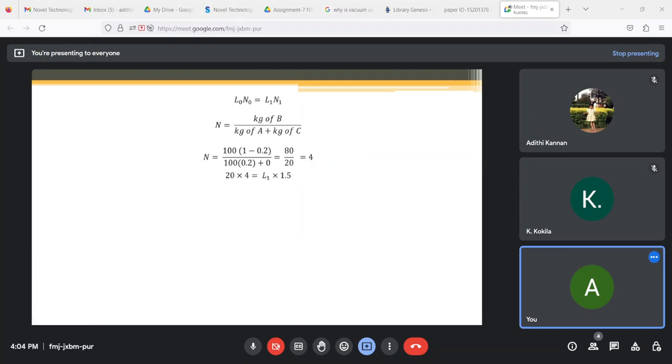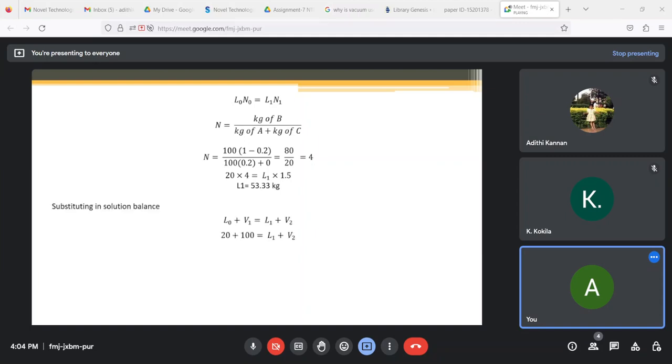Yeah, so now you're substituting N back here. This is nothing but N naught here. So N naught you're substituting back here. You already know what is L naught, which is 20 kgs. You have N naught, which is 4, and N1 is already given in the question, which is 1.5. So from this you can calculate the underflow liquid mass, which is L1, and L1 comes out to be 53.33 kg. So now that you have L1, you can substitute it in the solution balance and then calculate V2.